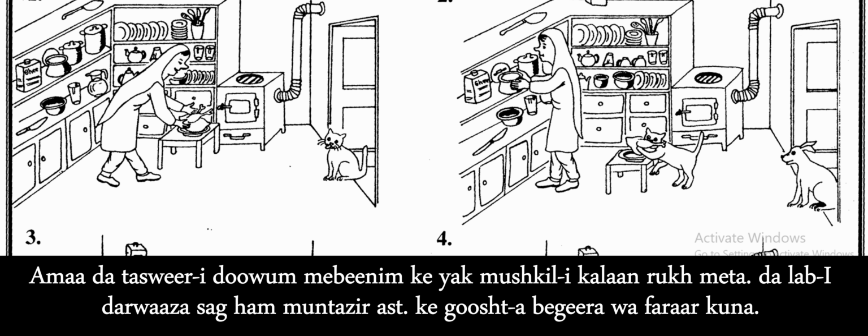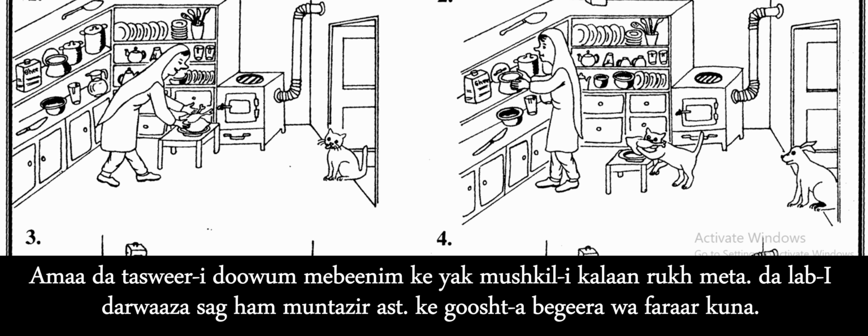اما در تصویر دو میبینیم که یک مشکل کلان رخ میده. So here اما means but. اما در تصویر دو میبینیم, but we see in the second picture که یک مشکل کلان رخ میده. A big problem takes place. So رخ میده it means it takes place or it happens.